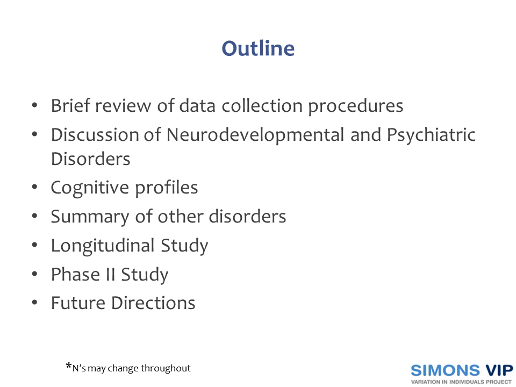First, we're going to do a brief review of the data collection procedures, and for those of you who have been to the family meetings in the past, those are just all the different tasks that you went through when you came to visit us. Then we're going to talk about neurodevelopmental and psychiatric disorders, and those are some of the more common diagnoses that you may have heard about when you came in. And then cognitive profiles, and cognitive profiles would be something similar to the IQ or learning information that we found.